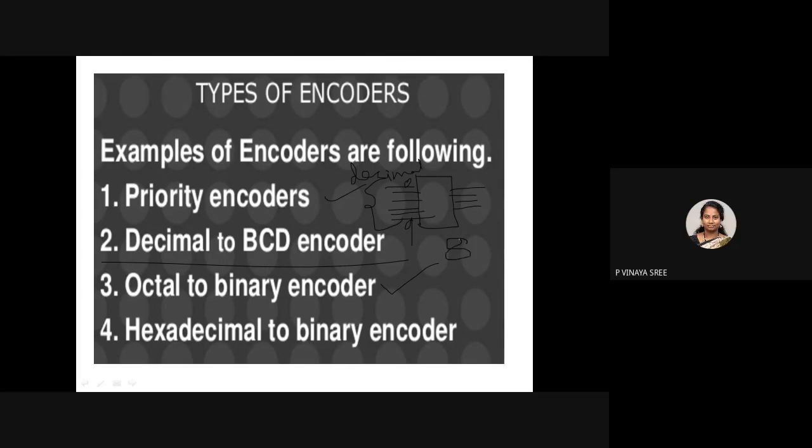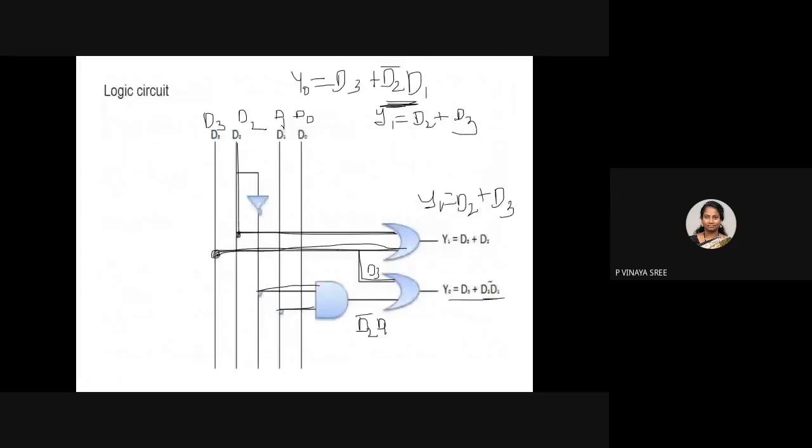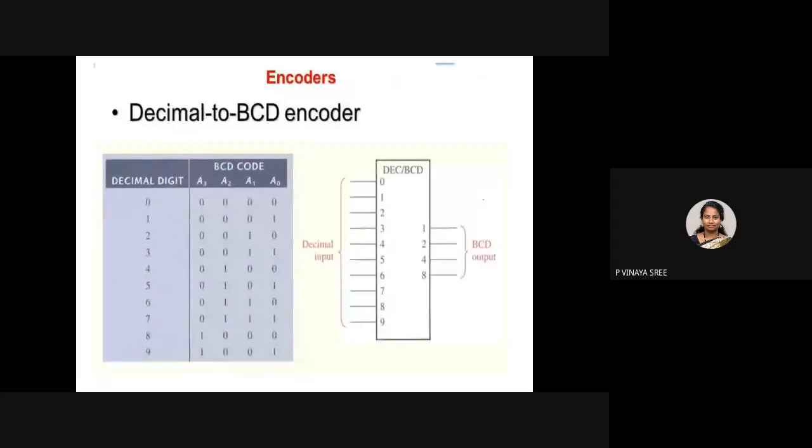Now I will ask anyone one question. If the input 8 is high in decimal, what will be the output of BCD? 1000. Yes, good. Everyone knows BCD is represented with 4 bits. So you will have 10 inputs and 4 outputs. Until here, it is clear, right? So let me go for the example. This is your decimal to BCD.